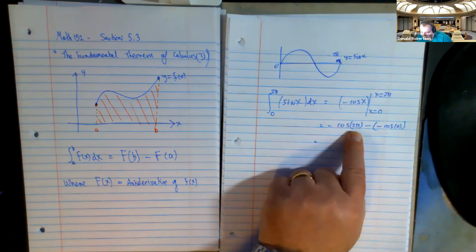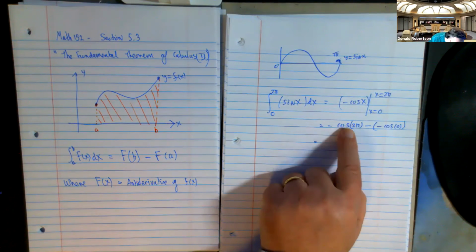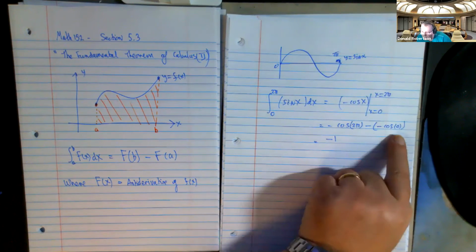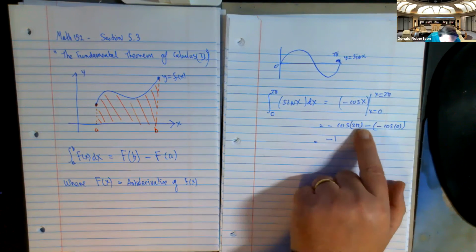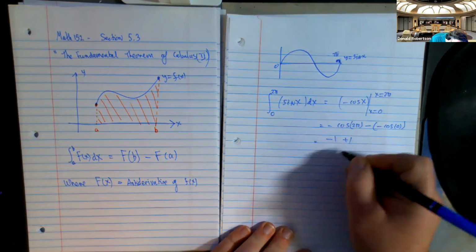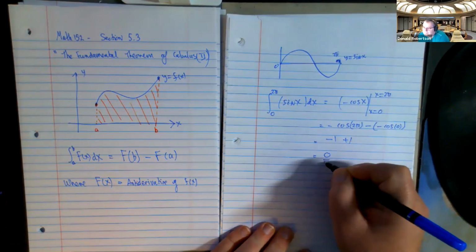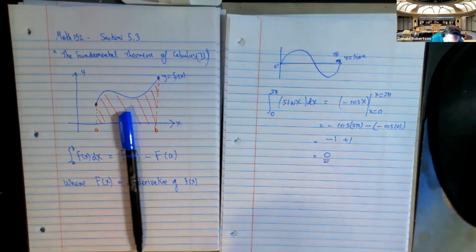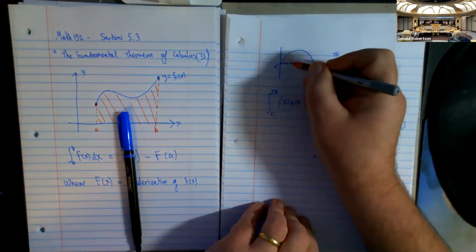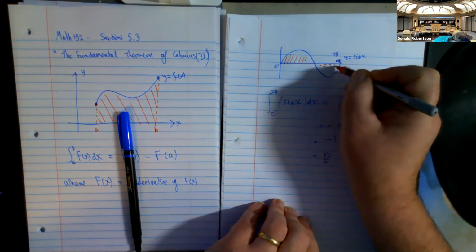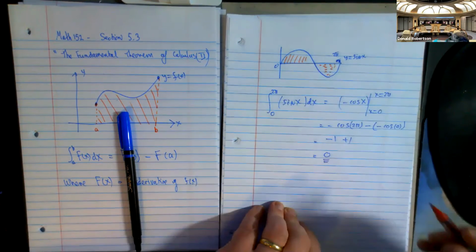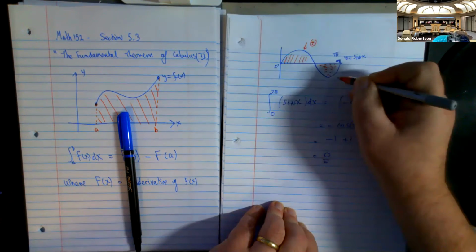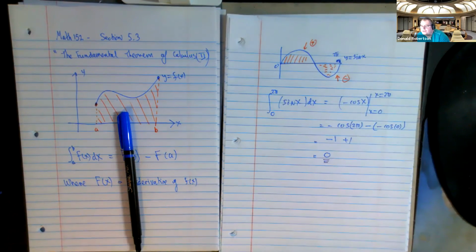Isn't the cosine of 2 pi 1? So this will be negative 1. Isn't the cosine of 0 also 1? So won't this be plus 1? And the weird answer is 0. And if you look at my very, very badly drawn picture, can you imagine that that guy and that guy are equal in size, but this guy is positive and this is negative? And since they're both the same, can you see how when you do a net area, they essentially cancel each other out and the net area becomes 0?